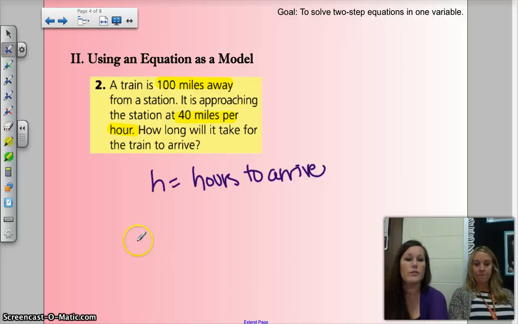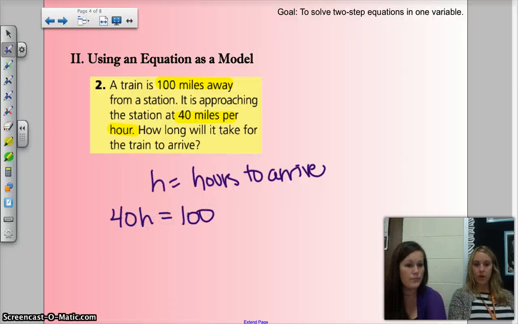Well, I know that it is 100 miles away. So it's 40 times the hours equals 100. Let's go back over how we got 40h. How'd you combine that? Well, I know that he's driving 40 miles per hour. And I know that every hour he goes 40 miles. So each one of these hours would be multiplied by 40, up to the 100 miles. And we don't know how many hours that's going to take, so we're trying to figure that out.